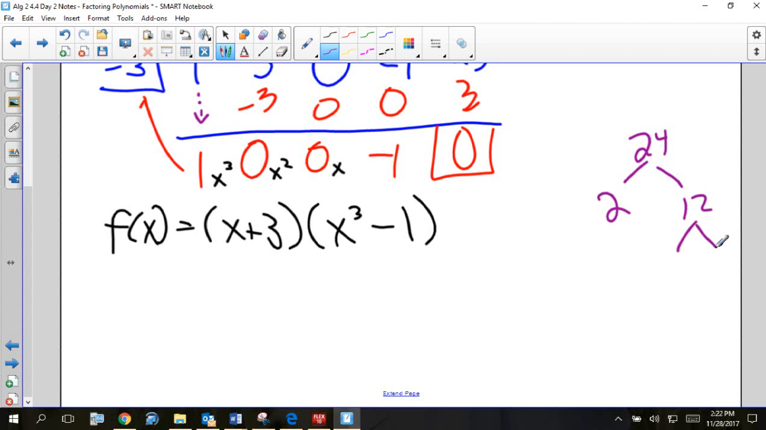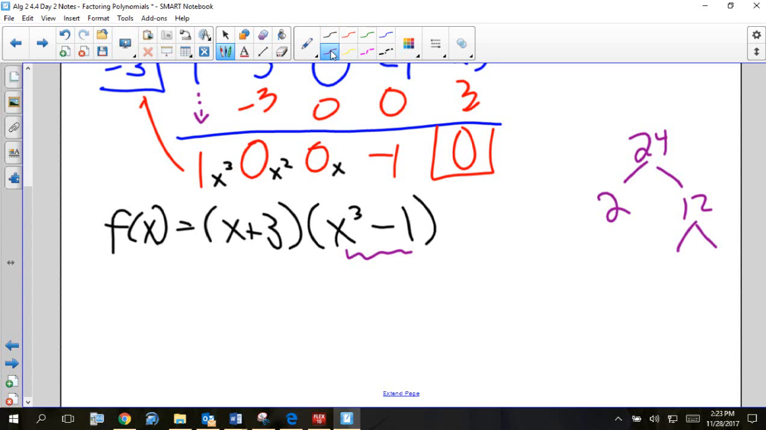X plus 3 is one of the factors. We still need to take x cubed minus 1. We need to factor this further. So we go back to our factoring steps. Is there a greatest common factor? No. It's 2 terms. What are our options for 2-term factoring? Difference of squares or sum or difference of cubes? Is this one of them? Okay. So we have to use the cube formula.